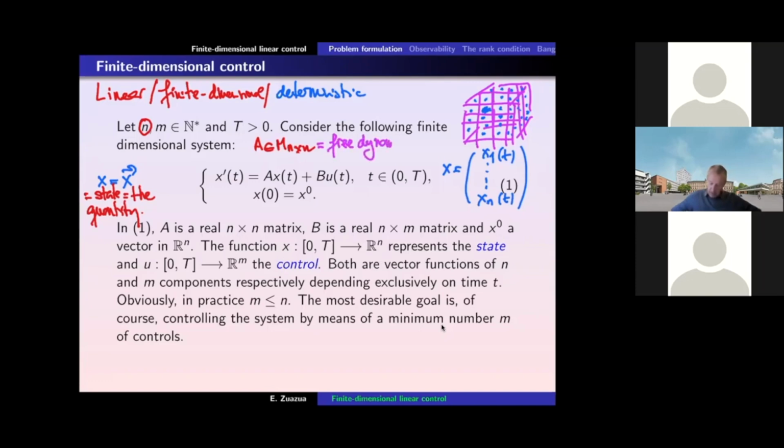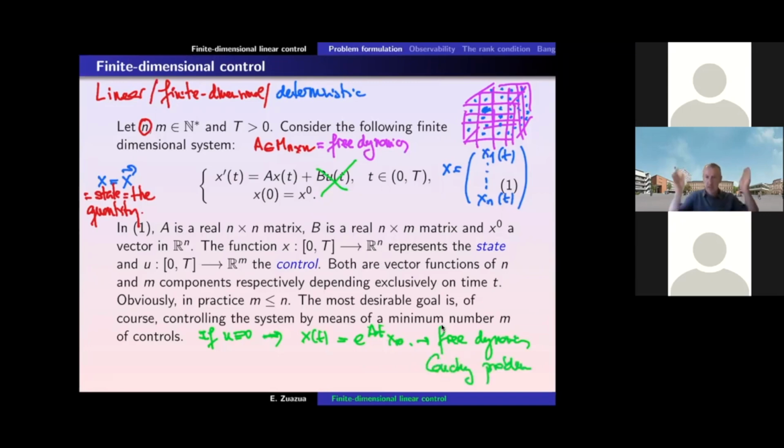What do I mean by free dynamics? I mean that if I was not acting on the system, if u were 0, if u is equal to 0, then the solution x(t) will simply be e^{tA} x0. So this is the free dynamics. It's completely determined by the initial data. So this is the Cauchy problem. If I don't act on the system, if u is equal to 0, this is a classical linear Cauchy problem.